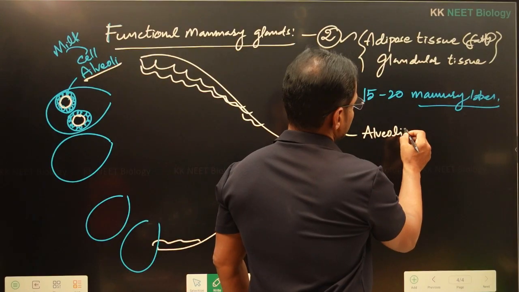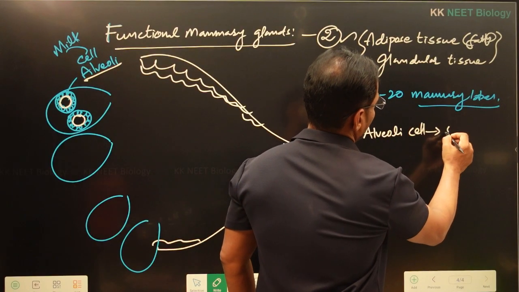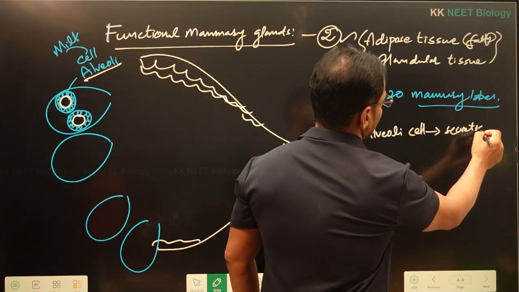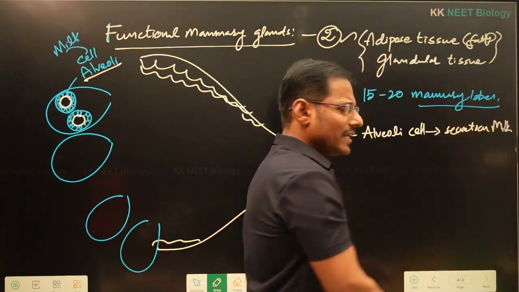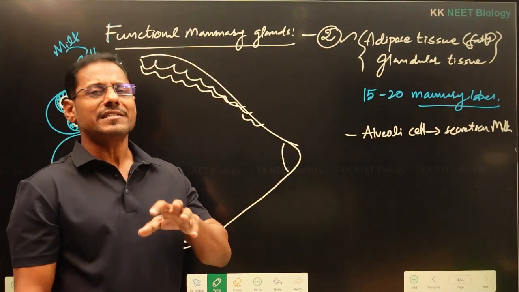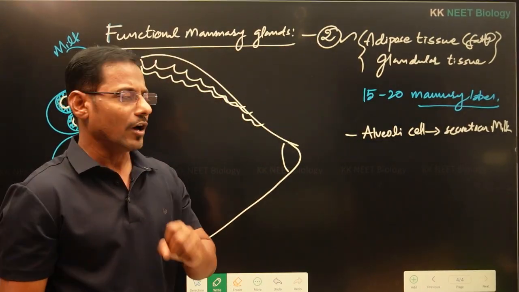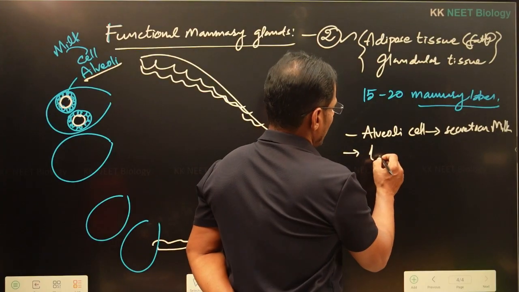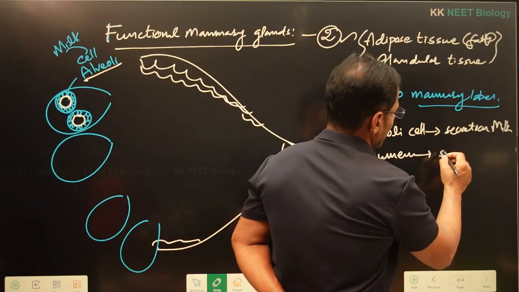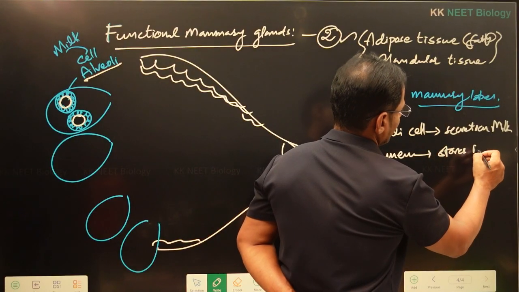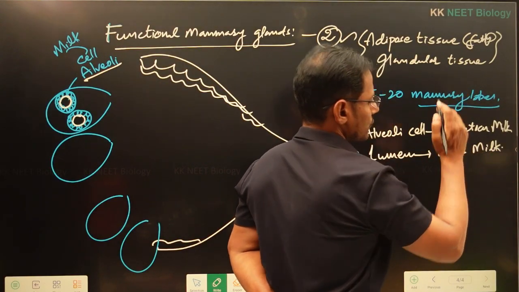Alveoli cells are responsible for the secretion of milk, right? The lumen is an empty space inside the alveoli, so the lumen of the alveoli stores milk, right? Stores milk.